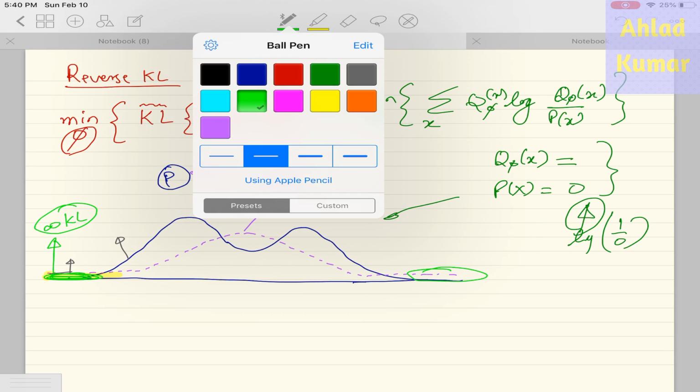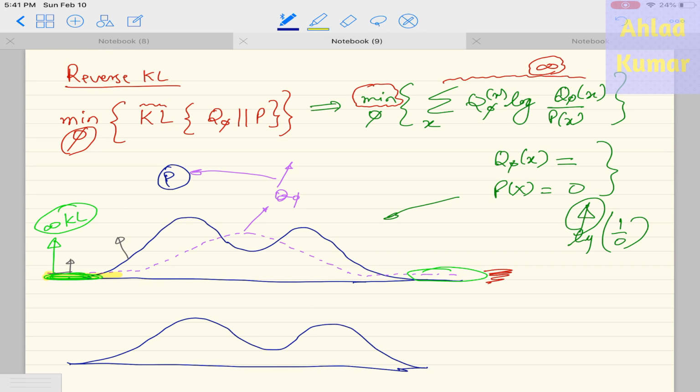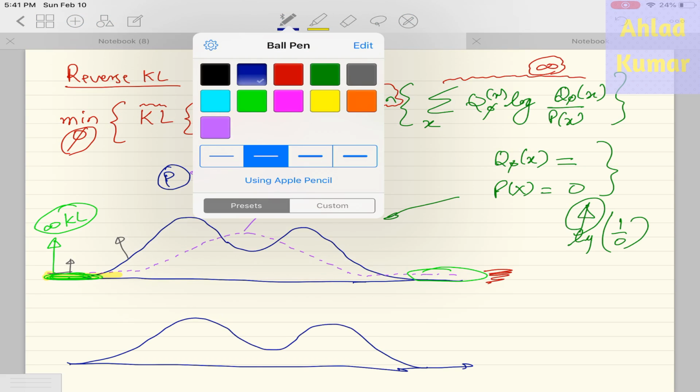And what is our target? Our target is to minimize the KL divergence, which is right now coming as infinity at these locations. So in order to minimize it, that is reducing the value from infinity to some minimum value, it will force the Q phi probability distribution function to become like this. I'll redraw this again. So this is our probability distribution P. Then our Q will become like this.